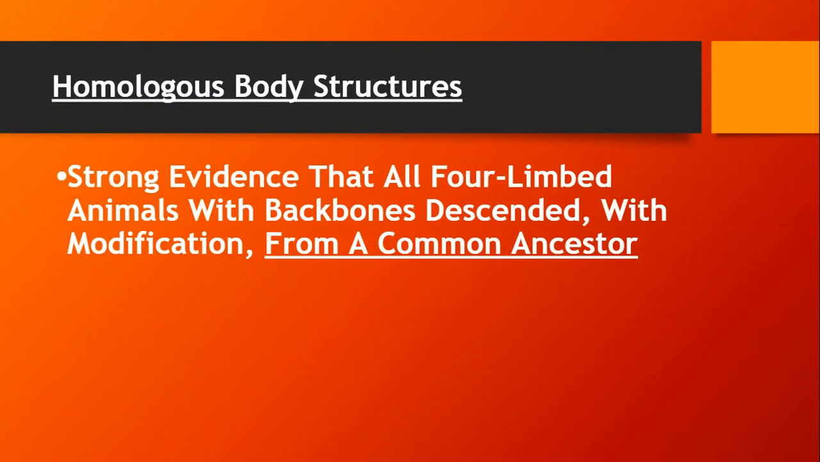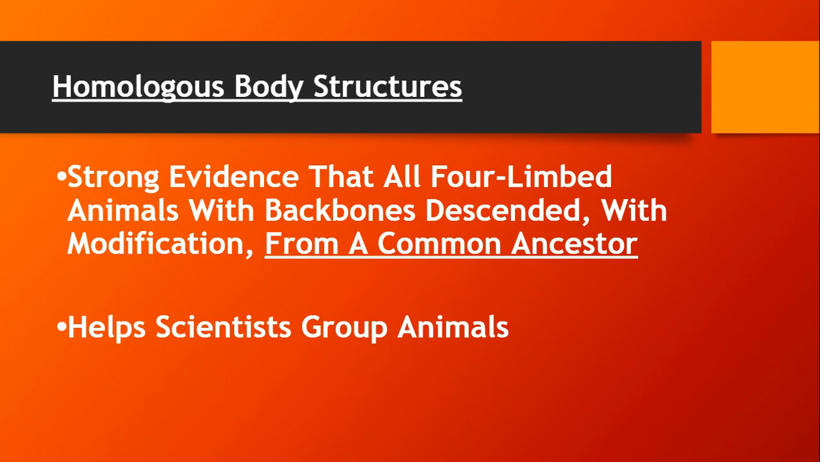This is our first strong evidence that all 4-limbed animals with backbones came from a common ancestor. So something must have happened early on. There must have been some kind of organism that had 4 limbs, 4 arms or legs, that caused all these other ones to split off into humans, into whales, into cats, into dogs, into bats, anything that could have 4 appendages. So this helps the scientists group animals just into similarities.